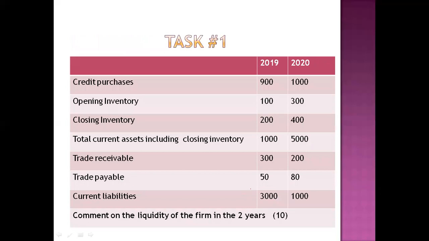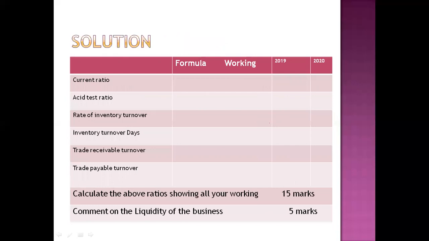Now we move on to another aspect. This is a question that I want you to attempt. These figures are in dollars, so let me put a dollar sign for other people to know. We have our credit purchases 900, then 1,000, then 100, and 300 our opening inventory. You need to comment on the liquidity of the firm in the 2 years. So we are supposed to prepare a template that will help you to present your answer. Remember, in accounting, we need things that are very systematic.